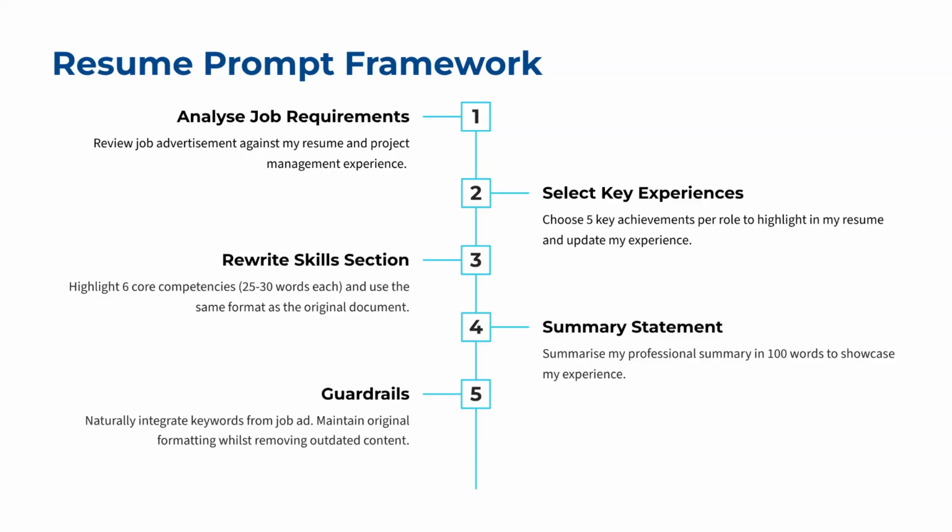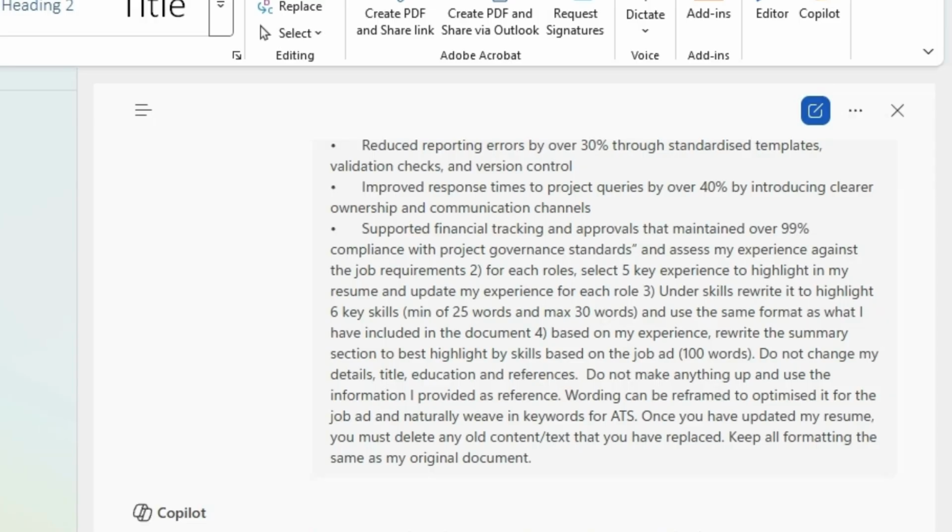More importantly, I've added some guardrails here. I've asked the AI not to change my details, title, education and references. I've added here not to make anything up and to use the information that I provided as reference, and that the AI can reframe the details to optimize it for the job ad as well as naturally weave in some keywords for the ATS. And finally, I've added some additional instructions so that when it updates my resume, that it must delete any old content or text as well as keep the format the same in the original document.